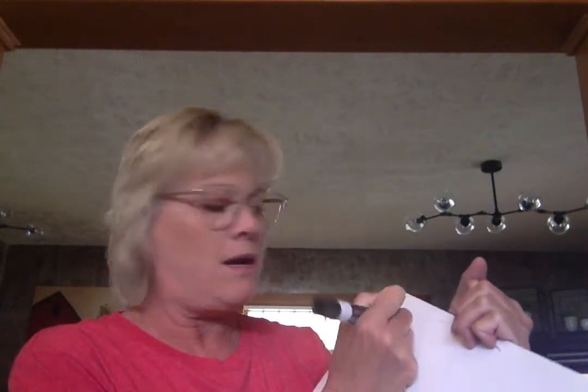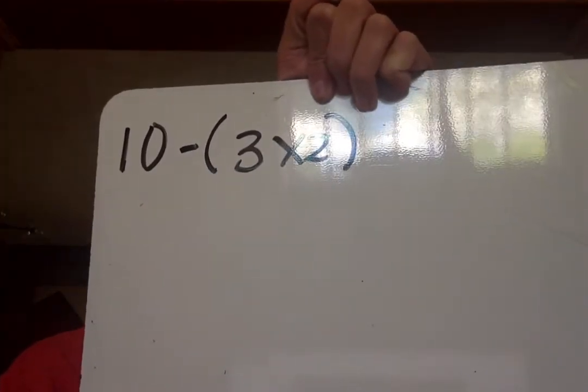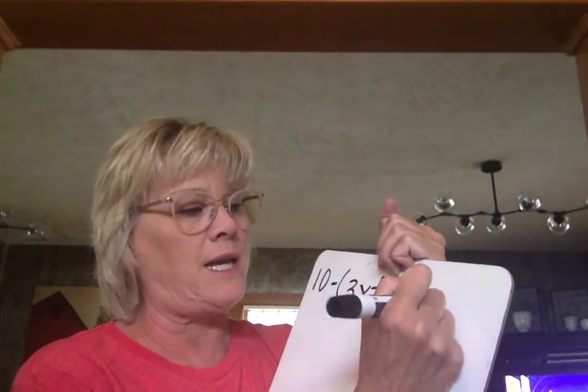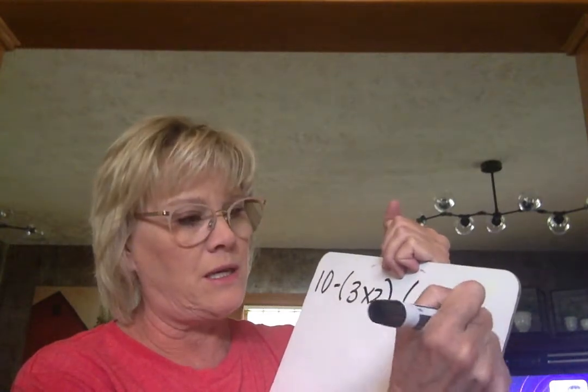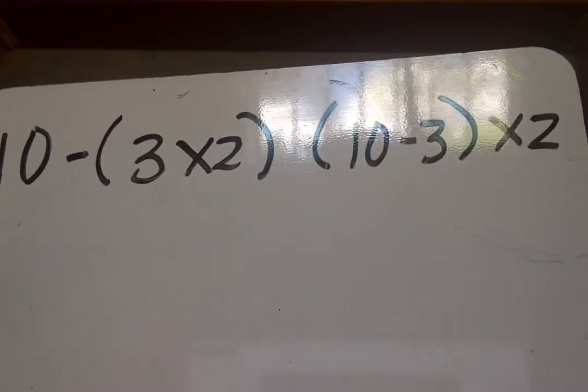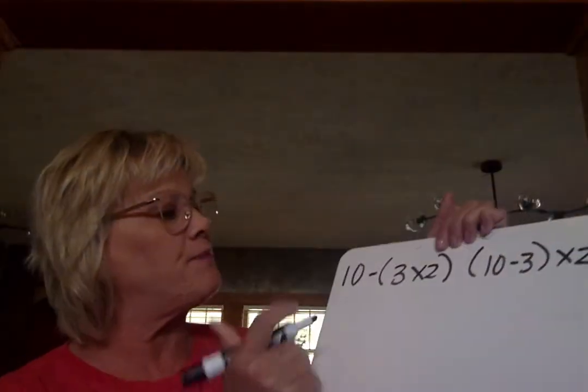All right, let's do this one now. Now we have 10 minus (3 times 2). And then in parentheses, we're going to say (10 minus 3) times 2.